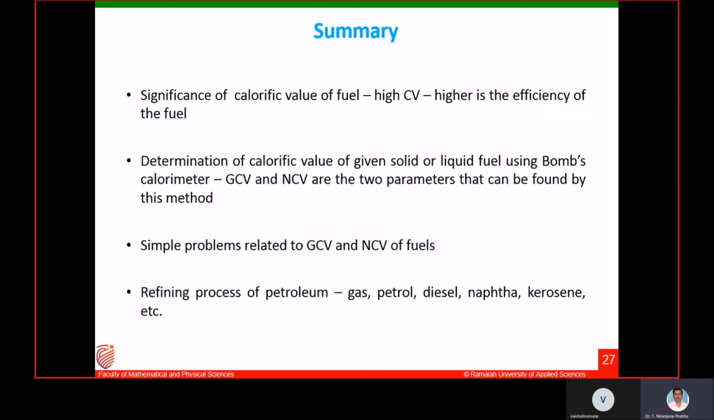So what we have discussed so far is we have understood what is the meaning of calorific value and its significance. Higher the calorific value, good is the quality of the fuel. Okay, its efficiency of fuel is high. Then we understood two types of calorific value. One is gross calorific value and net calorific value. And we can use bomb calorimeter to determine the calorific values of a solid fuel or a liquid fuel. Okay. And also we have solved some of the numericals related to GCV and NCV. In petroleum refining, gas, petrol, and diesel, naphtha, kerosene, etc. are obtained through fractional distillation.